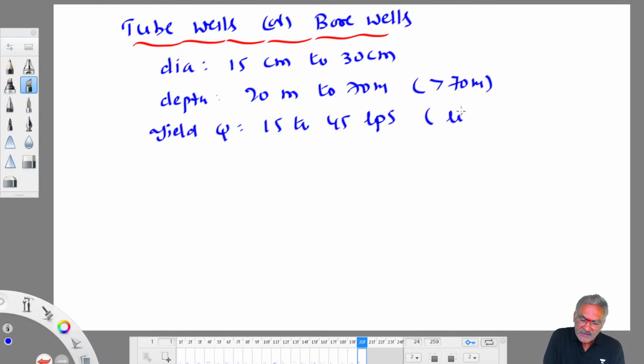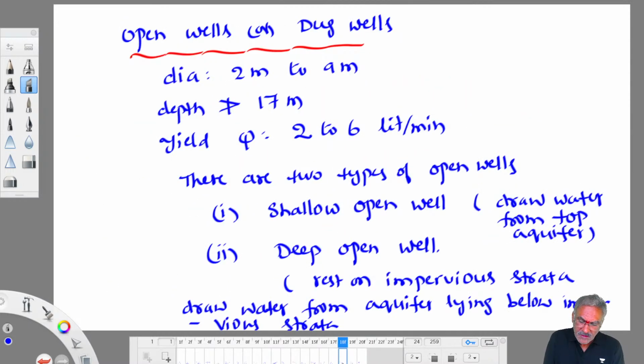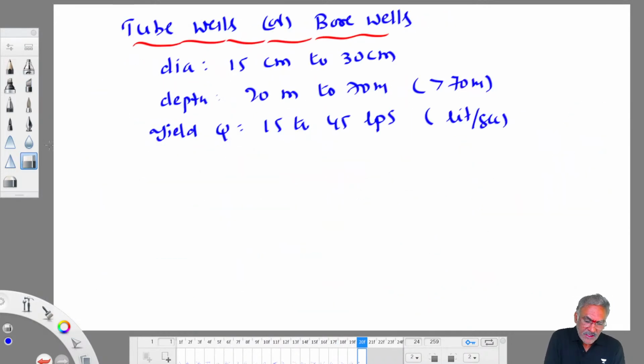I'll write here. Sorry, it is not liters per minute. It is liters per second. You can also write LPS. Understood now? I already wrote it there, I can remove it here. So if you want to collect more water, you have to drill more and tap more aquifers. So these are called tube wells or bore wells.